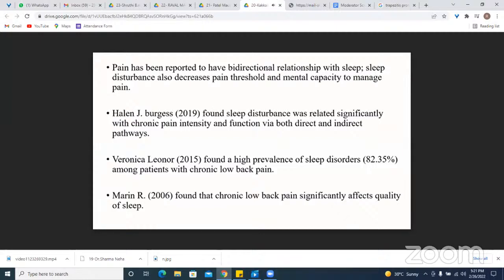Helen J. Burke in 2019 found sleep disturbance was related significantly with chronic pain intensity and function via both direct and indirect pathways. Veronica Leonard in 2015 found a high prevalence of sleep disturbance of 82.35% among patients with chronic low back pain. Marin R. in 2006 found that chronic low back pain significantly affects quality of sleep.